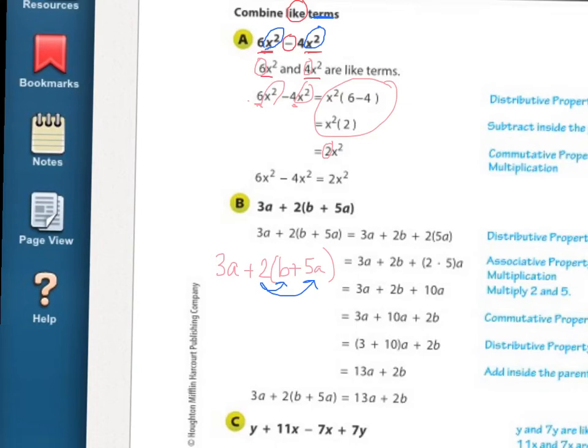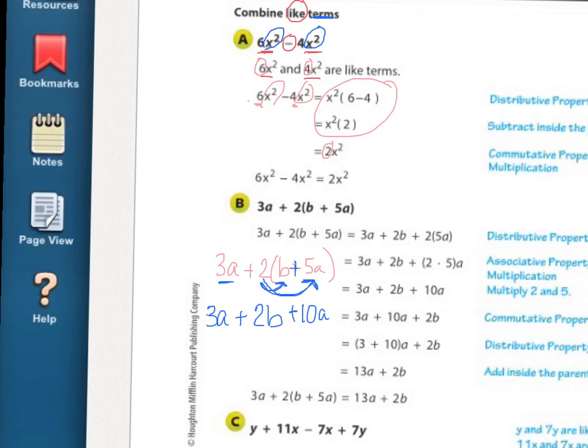All right, so here we have 3a plus, now what do you get when you take 2 times b? It's just going to be 2b. And 2 times 5a, what's 2 times 5? 10. And then there's an a. So if you have 5 a's and you double it, that's going to be 10 a's. And then your plus sign will just stay the same.